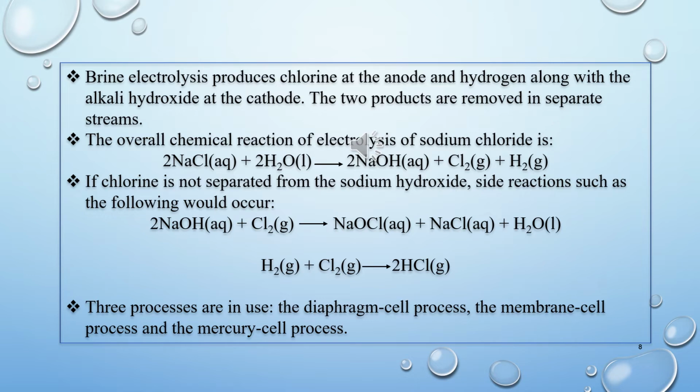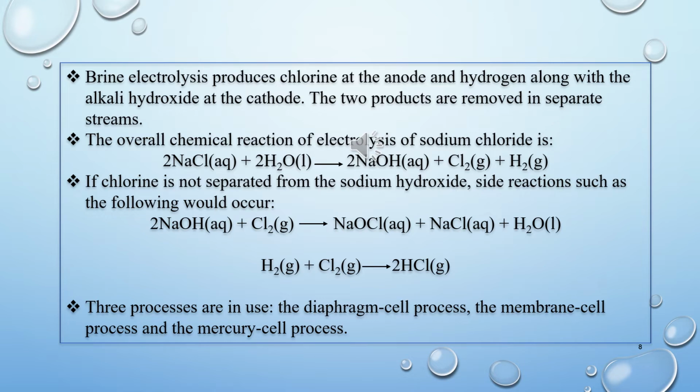At the cathode, they will be reduced and converted into sodium hydroxide, and at the anode, chloride will be oxidized and converted into chlorine molecule. So in this point, we said that chlorine is produced at the anode, and hydrogen and sodium hydroxide are produced at the cathode.